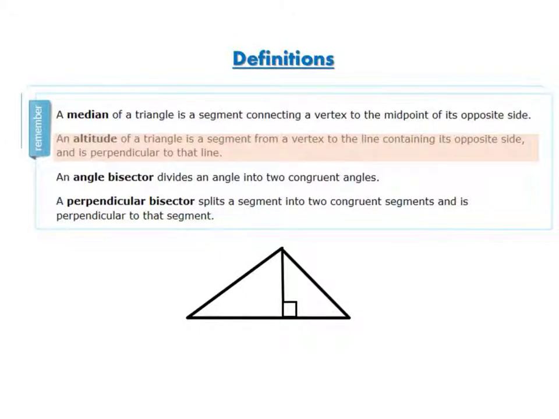The next definition is altitude, and altitude is merely a segment that goes from a vertex to the opposite side, and it crosses at a right angle. It's perpendicular to that line. Doesn't necessarily cut it into two congruent segments, but it does cross at a 90-degree angle.